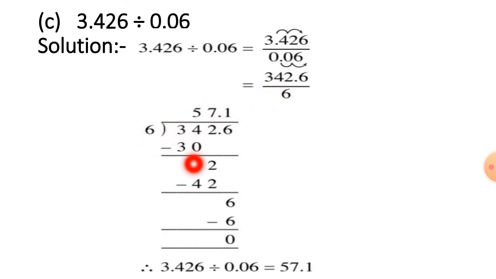6 fives are 30, and 34 minus 30 comes 4, and 2 we bring down from the top. 6 sevens are 42. They have been cancelled. The answer will be 0, and 6 is from there. 6 ones are 6. Now it's time to put the decimal point. You can see the decimal is at the end before one digit. So we are going to put it the same way. The decimal is in the same place, after one digit from the end. This is the answer, 57.1.